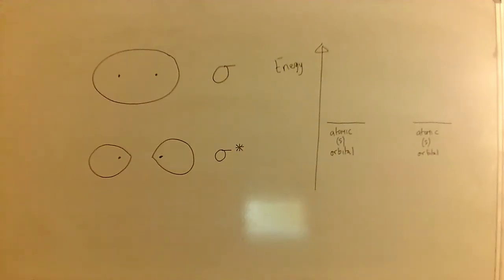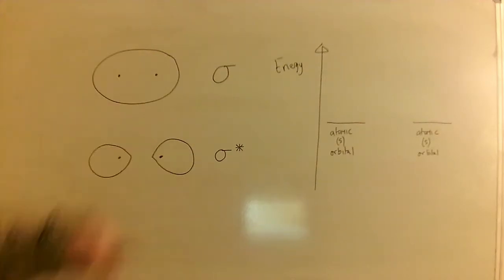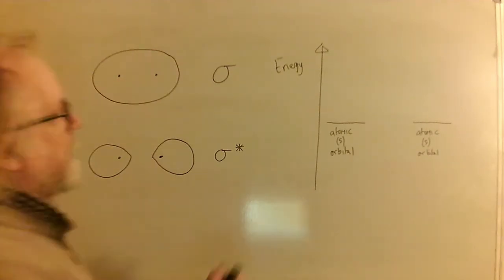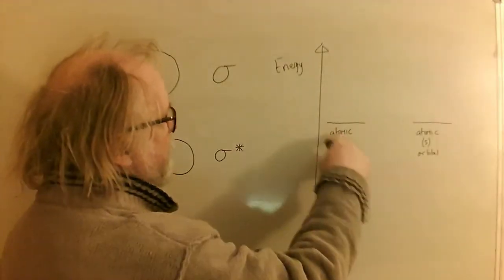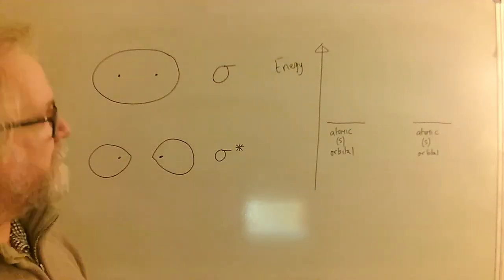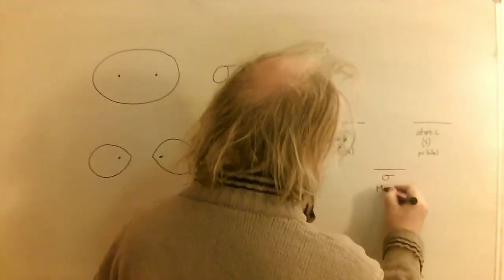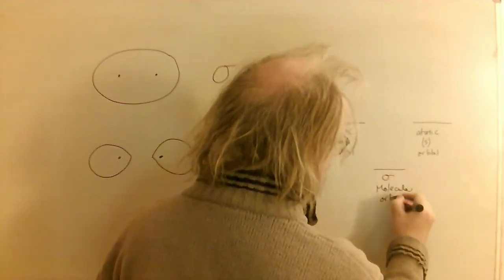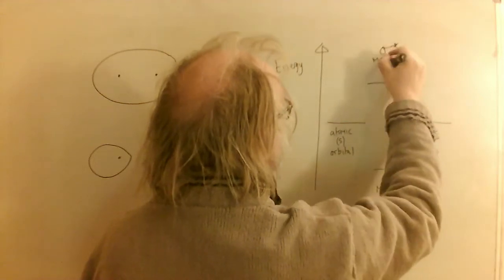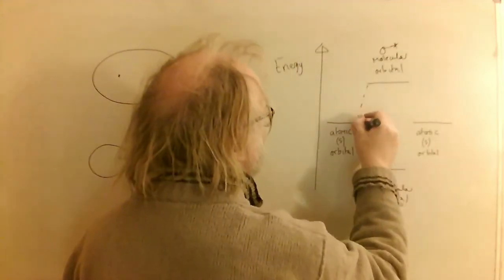Well, the answer in terms of energy is that the sigma orbital has a lower energy than the sigma star, and indeed has a lower energy than the separate atomic orbitals had. So if we do this on an energy diagram, which we've got over here, if these are the energies of the separate atomic orbitals, obviously they're the same because they're identical orbitals. When they merge together to form this molecular orbital, we find that the sigma molecular orbital has a lower energy and the sigma star has a higher energy.